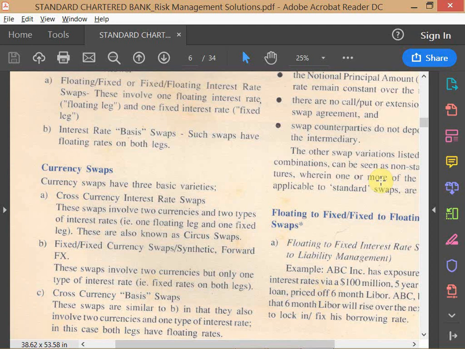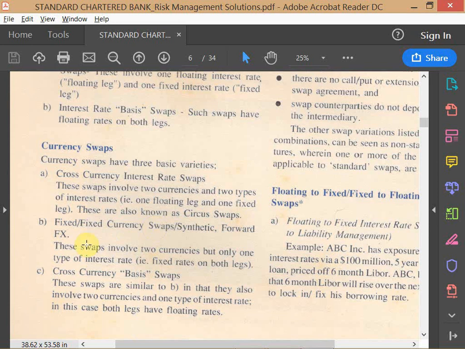Why? Because it has the same effect as a forward transaction, but there's a cash flow difference. That's why it's called a synthetic forward FX. Synthetic is meant to indicate the fact that it is not a direct forward FX transaction, but it is synthetically creating the same effect. All right, so are you guys following so far? Yes. This is the market terminology.